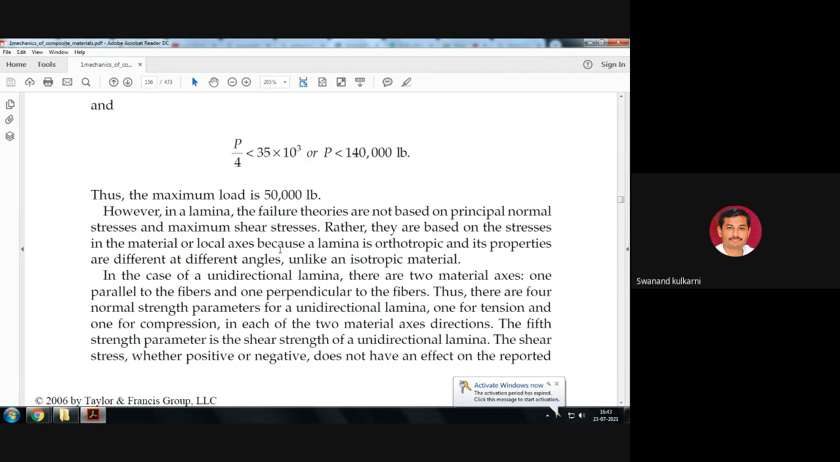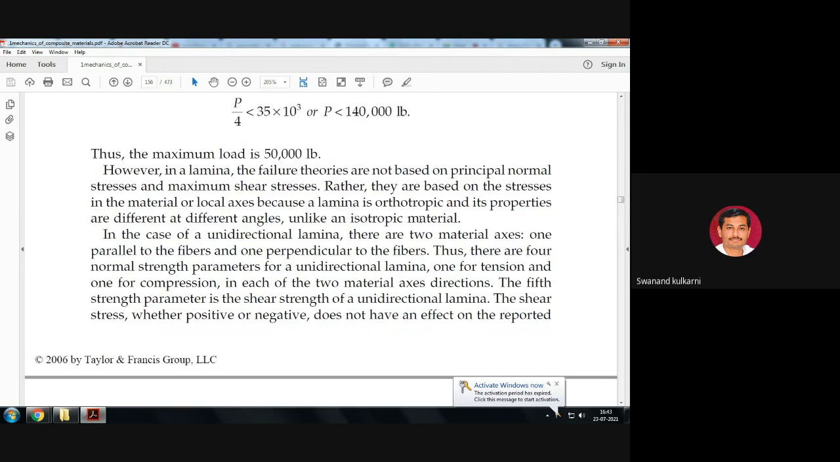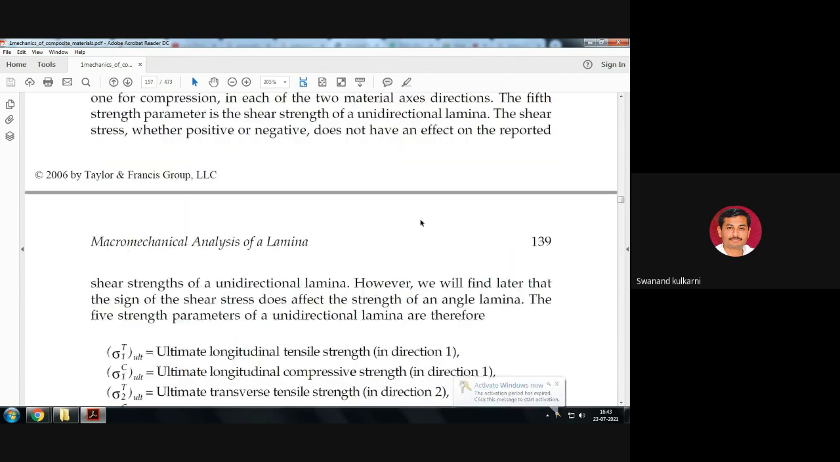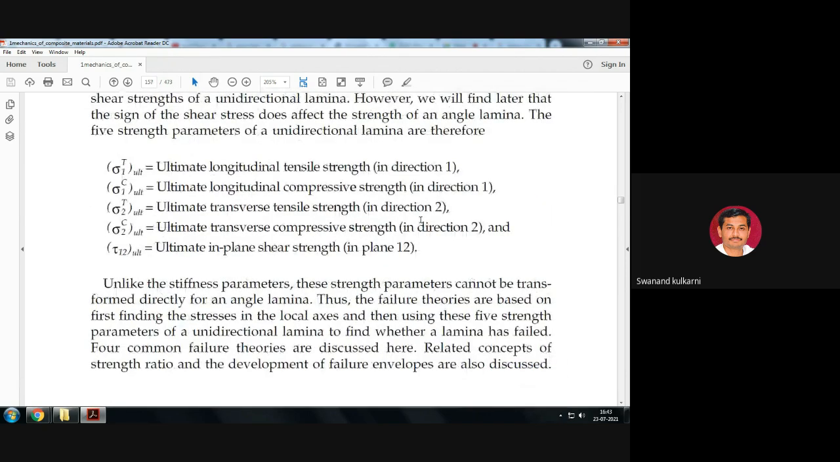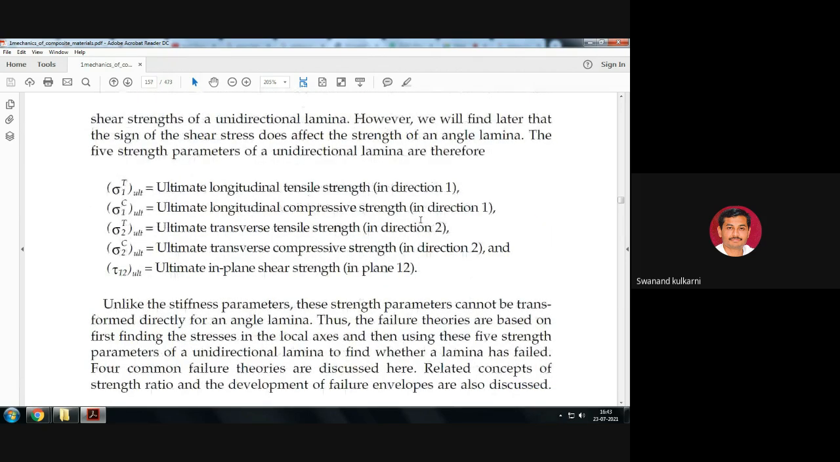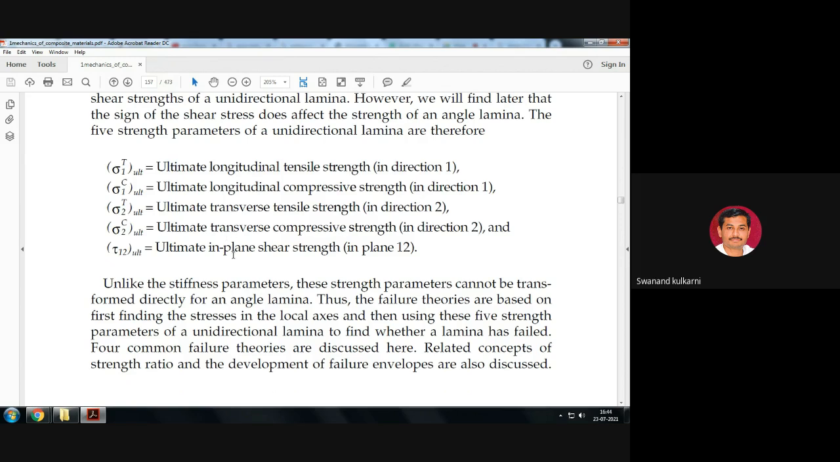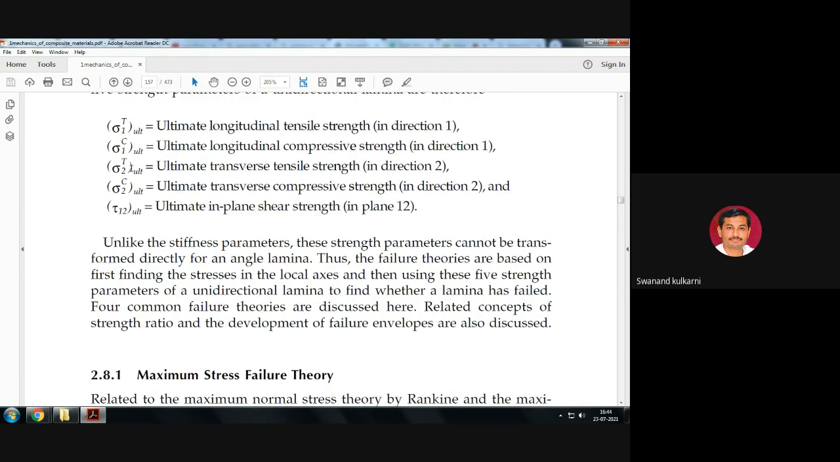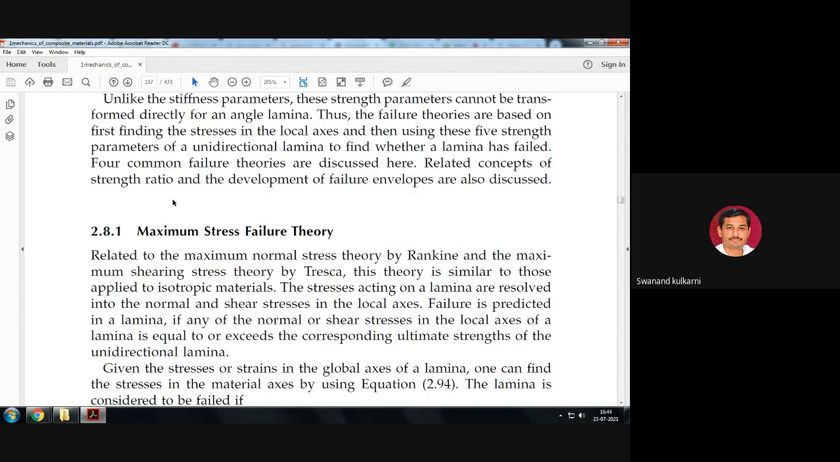In this way, whenever such examples are solved, we are considering this as the concept of the maximum stress theory. Here the different values are the ultimate longitudinal tensile strength, ultimate longitudinal compressive strength, ultimate transverse tensile strength, ultimate transverse compressive strength, and ultimate in-plane shear strength. How these notations are used is given here: tensile and compressive in one direction, tensile and compressive in another direction, direction 2, and the ultimate shear plane.